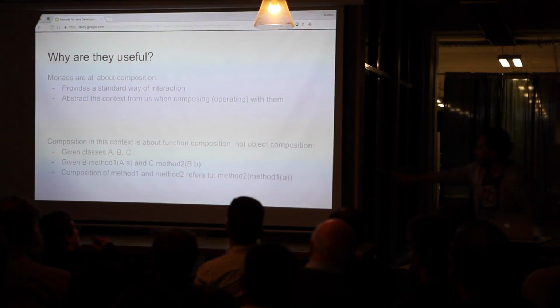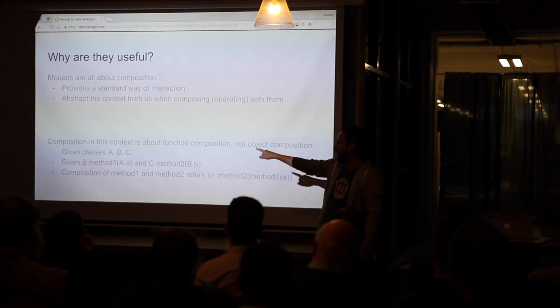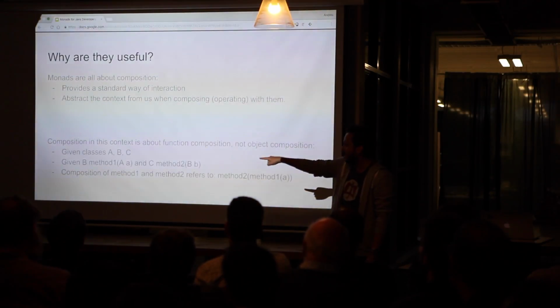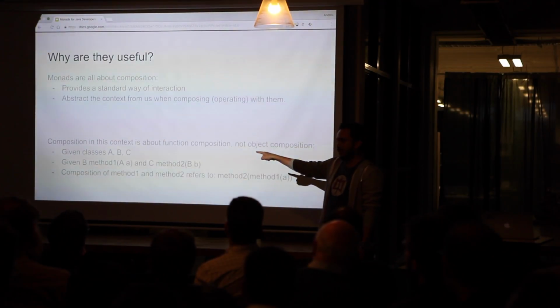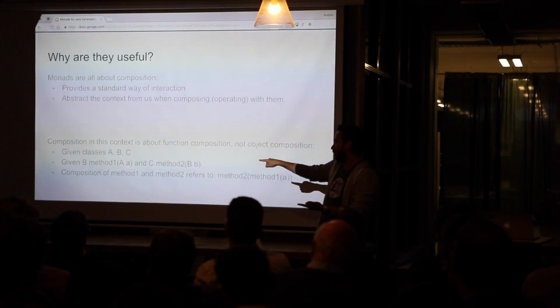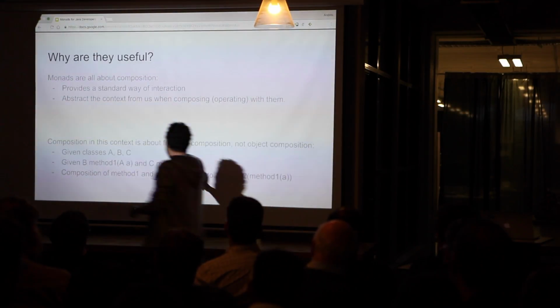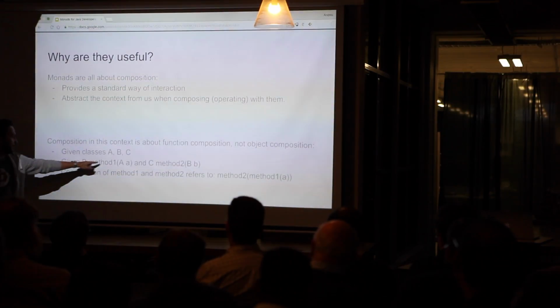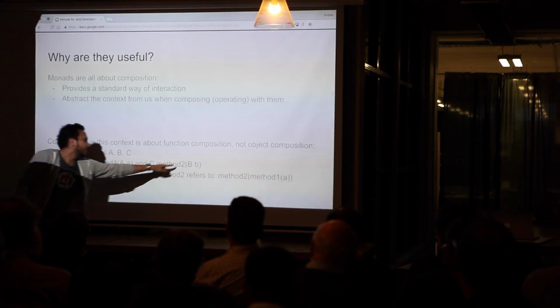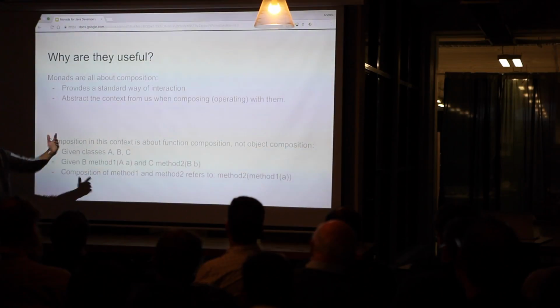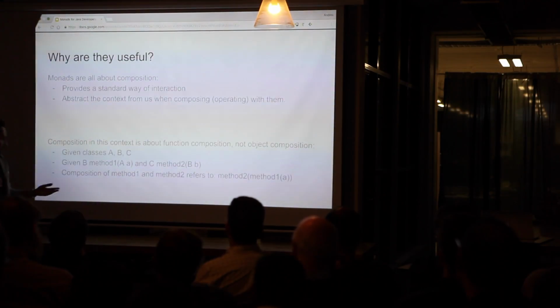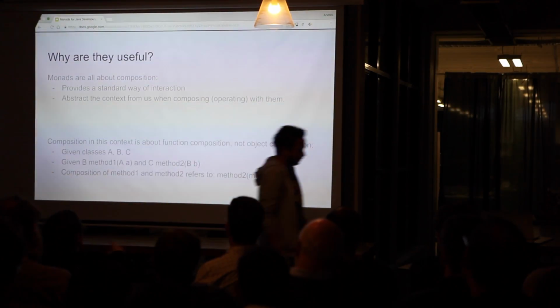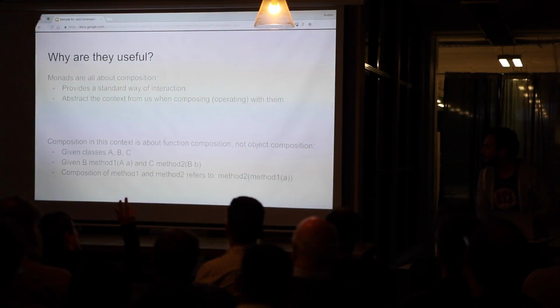So the composition I talk about here is that we have three classes, A, B, and C, and we have a method that returns B and receives A. And I have another method that returns C and receives B. Since this method receives B and this method returns B, I can put this method inside here and do method 2, method 1, A. So that's composition. It's functional composition. Anyway, go ahead.